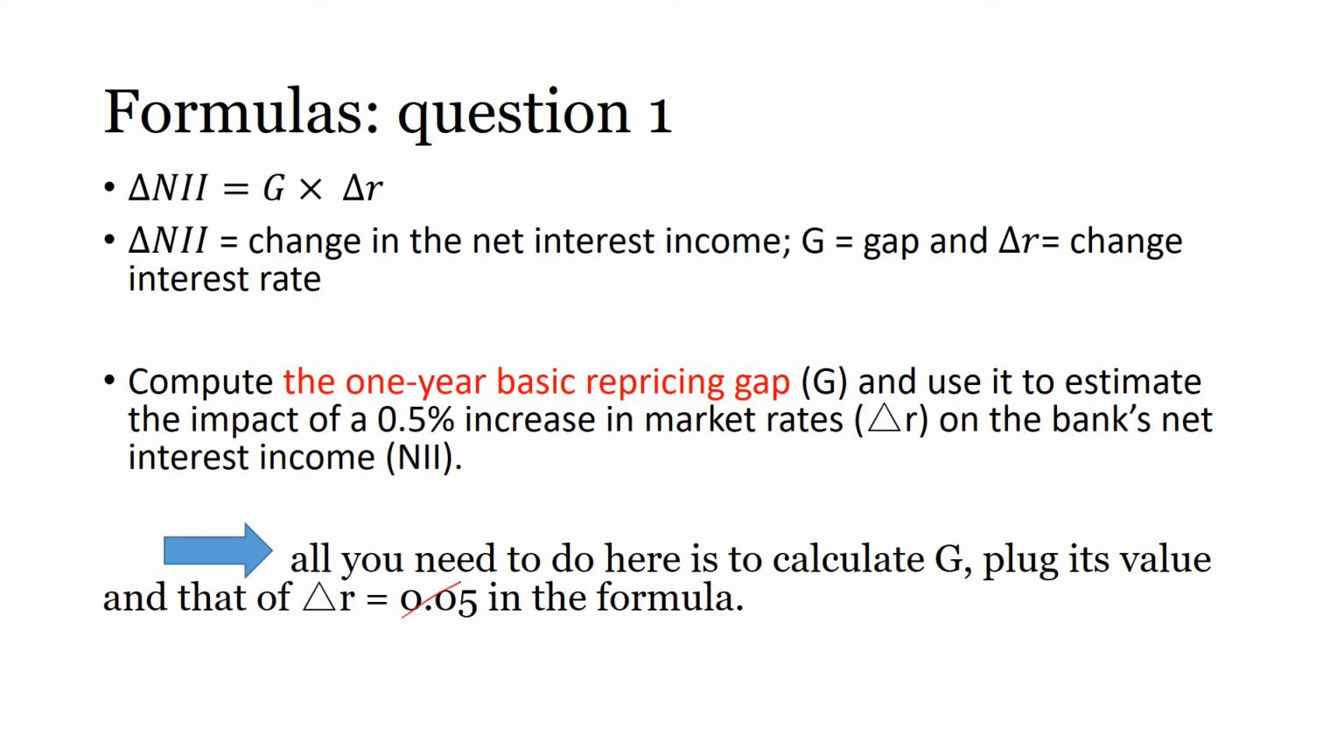0.05%. No, I think it's wrong. It's 0.005. Okay, sorry about that. There's a zero missing. 0.5% is 0.005.